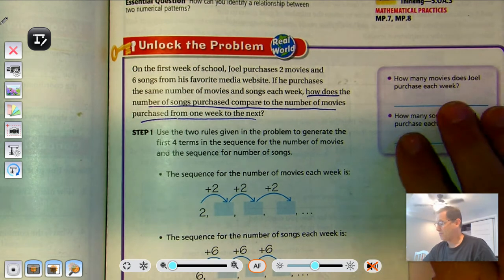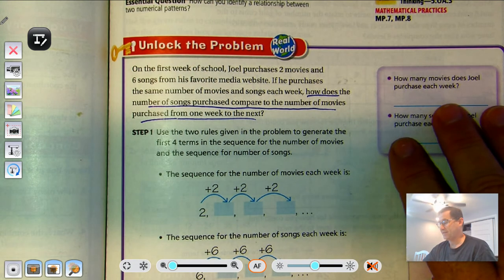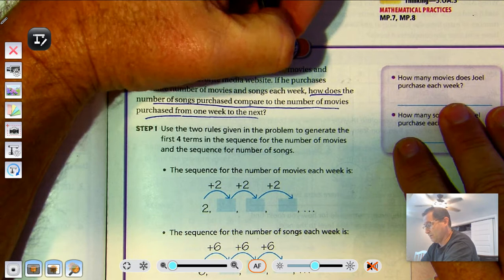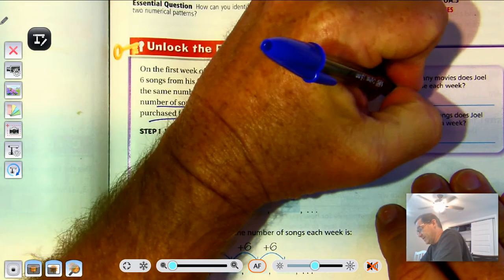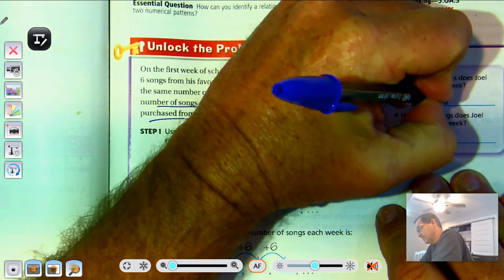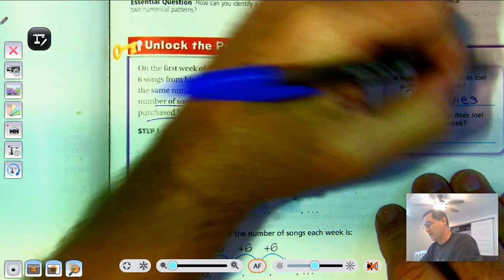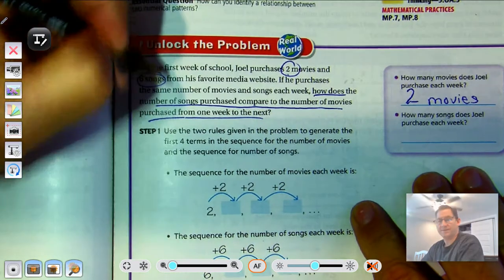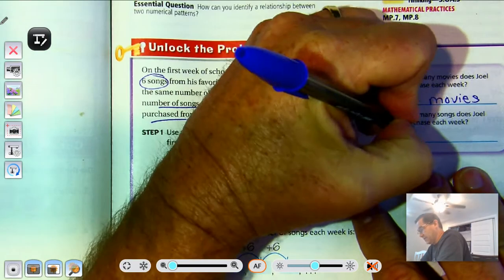All right, so how many movies does Joel purchase each week? Well, it says he purchases 2 movies. And then how many songs? It tells us 6 songs each week.